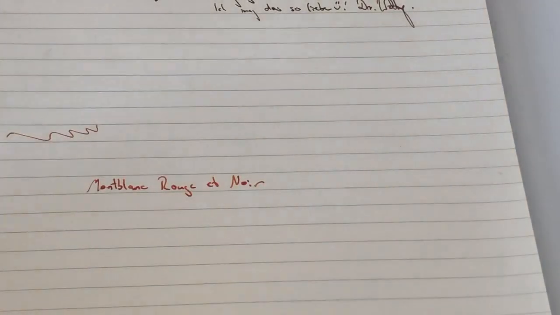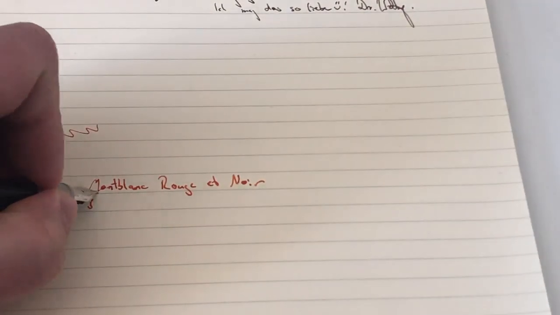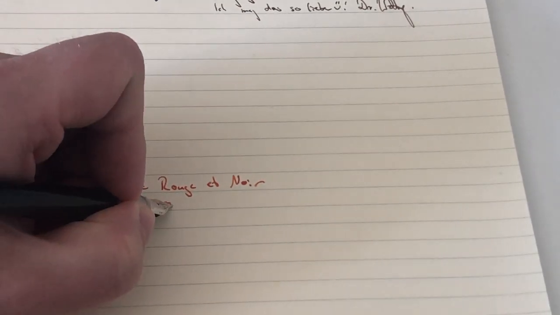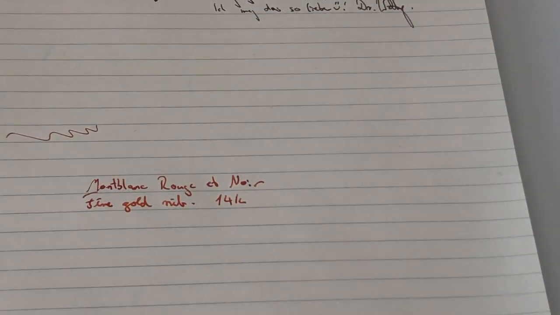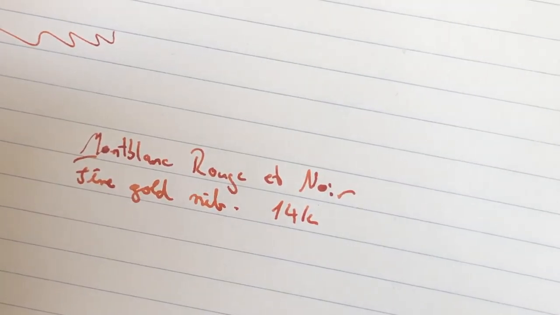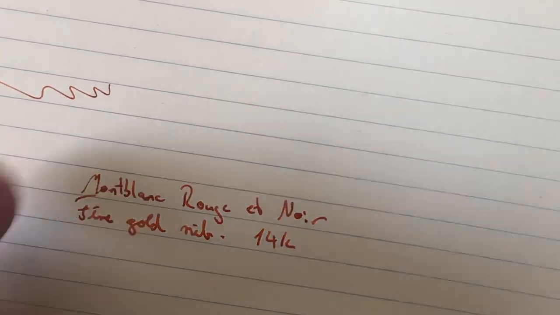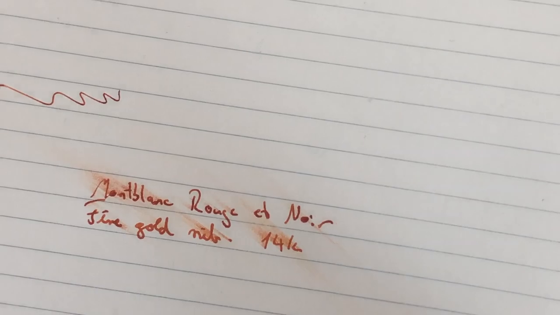Montblanc Rouge et Noir. Fine gold nib. This is a 14K nib. As you can see here, it does run a little bit on the broader side of things for a fine. As you can see right here, in the O and stuff like that, it is also a pretty wet writing nib because it lays down quite a bit of ink.